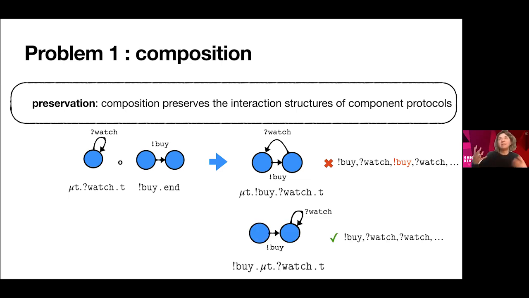A correct way instead to compose by preserving behavior is to first have the buy and then have the recursion. Okay, this may seem trivial, but we need to embed them into an algorithmic notion of composition, so to make sure that we always get it right. So preservation: we do not want to introduce behaviors that were not foreseen by the initial protocols.